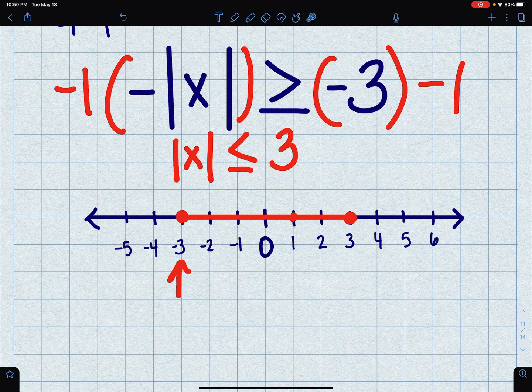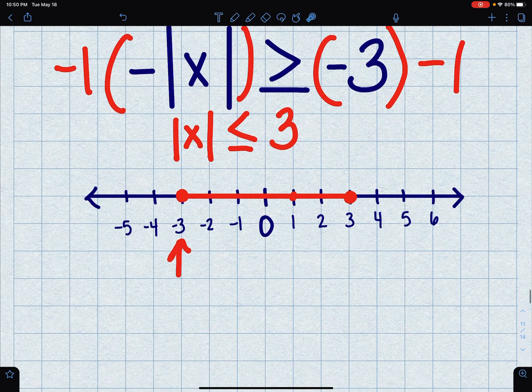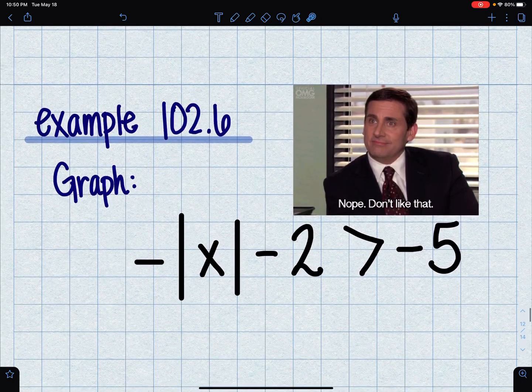That's tricky. That is tricky. Let's do another one and make sure we know how to do it. Yeah, we do like it. I know, we can do another one.